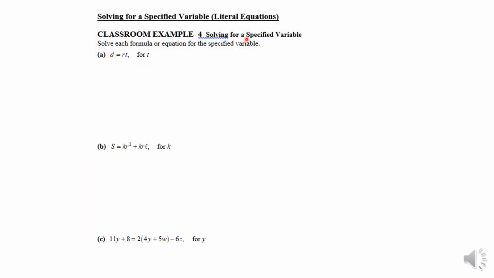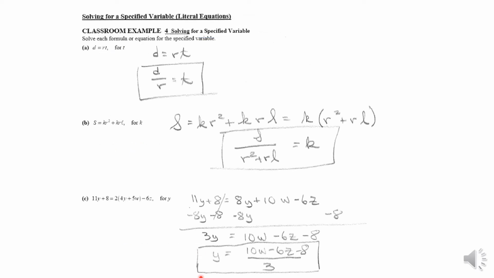Here are some examples, and we'll start with your famous distance equals rate times time. We're solving this for t, so that means at the end of the problem we want to say t is equal to something. We're solving this one for k, we want to have k equal something. We're solving this for y, that's going to be y equals something. Pause the video, do some work, and we'll see how you did.